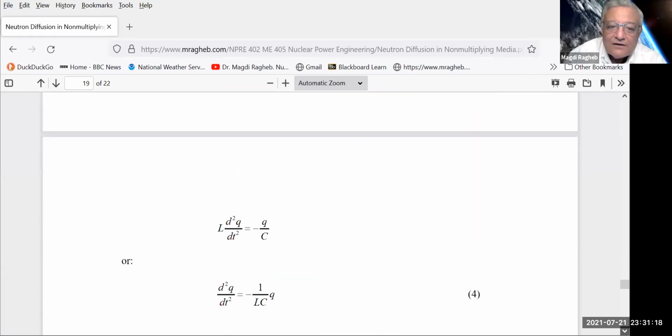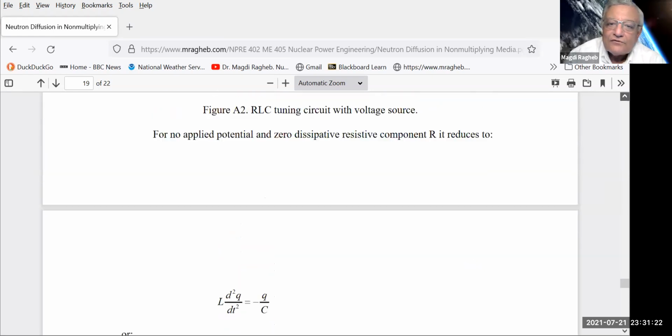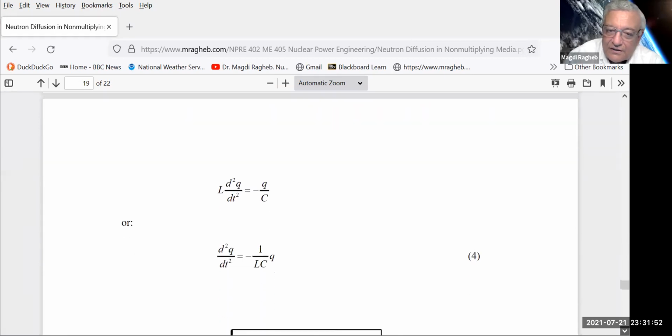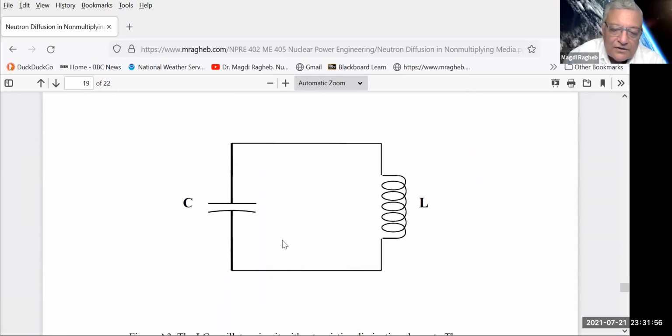If you remember your classes in circuit analysis, you'll find that we can write the differential equation for that tuning circuit as the voltage as a function of time being equal to the inductance L times d square q by dt squared, where q is the charge, plus the resistance multiplied by the current dq by dt, plus q over c for the capacitor. Let us again assume that we have an ideal situation where we don't have a resistor, so no dissipative element. So the equation becomes simpler. You get C, the capacitance, and L, and you can withdraw the voltage. The voltage would have created a field between the plates of the capacitor and a magnetic field along the coils of the inductance.